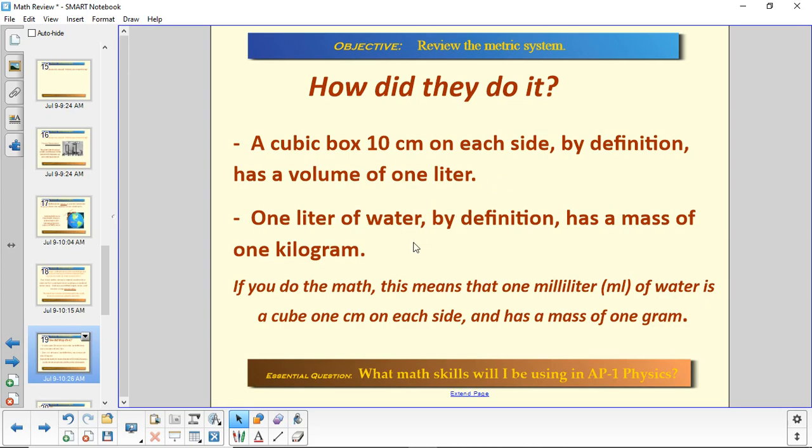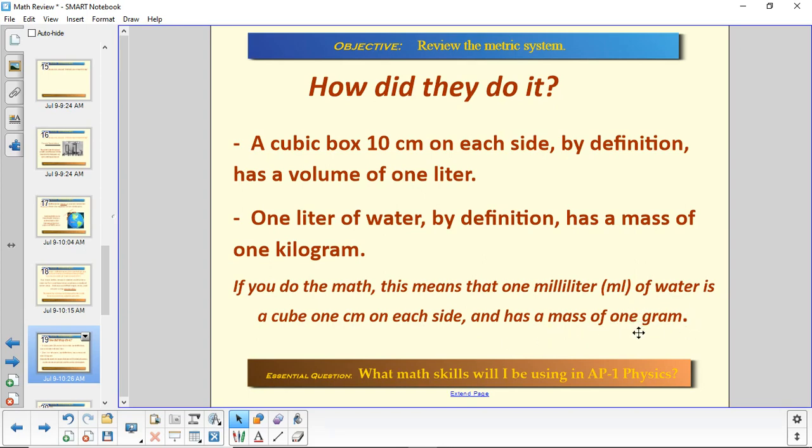Now, if you fill that box with water, because anybody can get water, the mass of that water, a liter of water, is 1 kilogram. So from the stick, you can go to standard units of volume and standard units of mass. Very, very nice thing to do. Now, if you do the math, it turns out that 1 milliliter of water, 1/1000th of a liter, is a cube of water that is 1 centimeter on each side. And in that case, the mass is 1 gram.